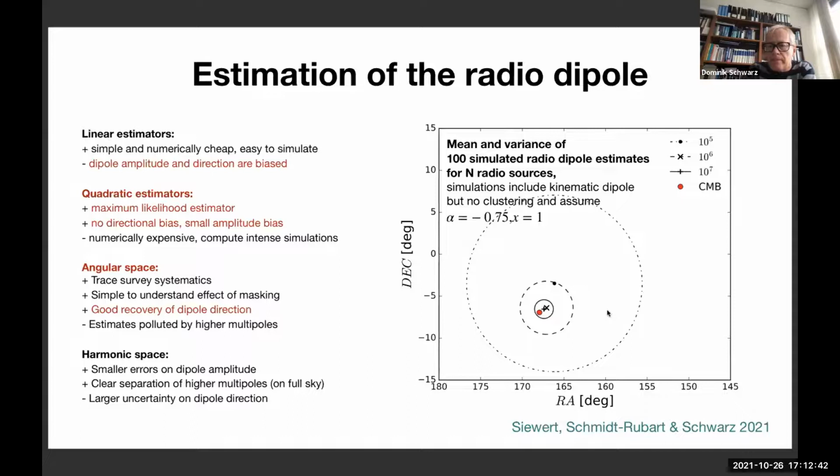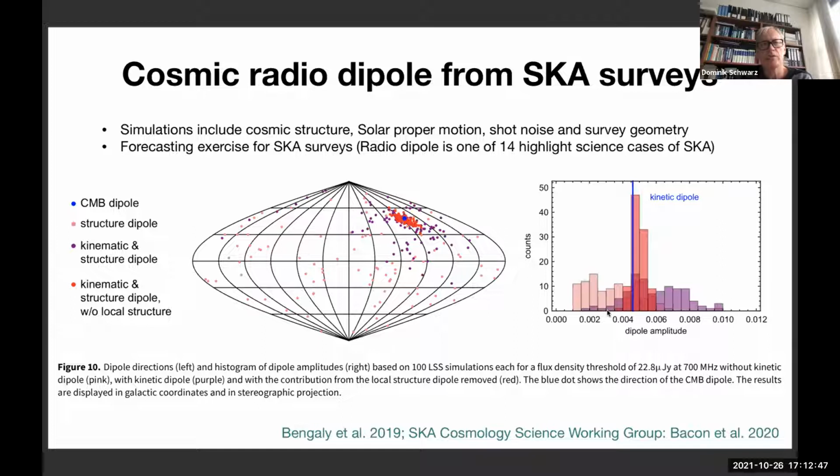Okay, so before I show you results, this is from a forecasting exercise that we did for the Square Kilometre Array surveys. On this map, you see the following. First of all, we simulated a structure dipole, which gives the pink dots. So this can point anywhere on the sky, right? The blue dot is the CMB dipole. And then you add in the kinematic effect. And if you just combine the structure dipole plus the kinematic dipole, what you expect, so this is 100 different simulations, right? You expect the purple points.